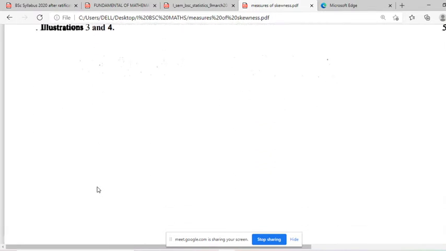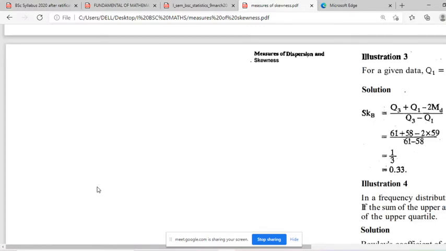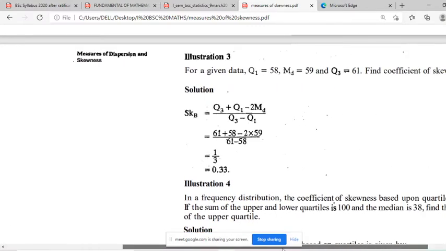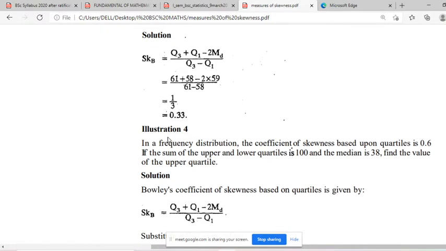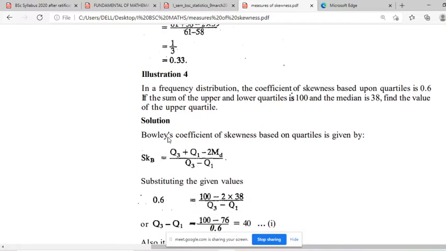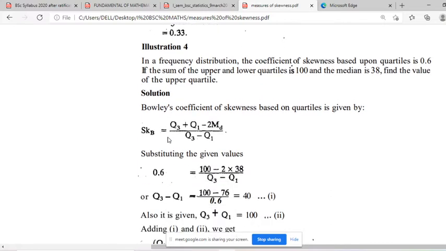You can see the illustration. For the given data, Q1 equals 58, MD equals 59, and Q3 equals 61. Find the coefficient of skewness. SKB equals Q3 plus Q1 minus 2MD divided by Q3 minus Q1, that equals 61 plus 58 minus 2 into 59 divided by 61 minus 58, that equals 1 by 3, equals 0.33. This is Bowley's coefficient of skewness based on quartiles.